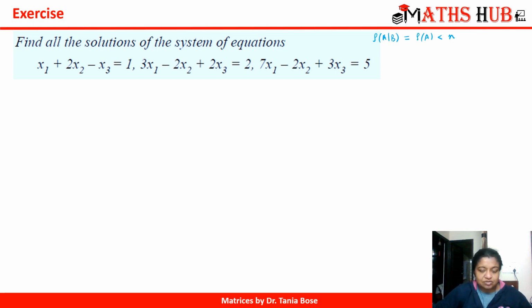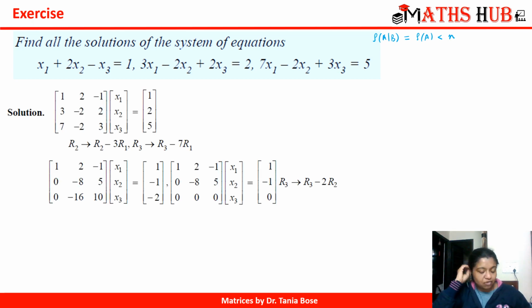Let us first convert this into the form of a matrix. The converted matrix is [1, 2, -1; 3, -2, 2; 7, -2, 3] times [x1, x2, x3] equal to [1, 2, 5]. One method is to write the matrix in the form of A augmented B. The second form is to write it in the same form and operate the elementary transformations, and whatever you apply on the left, you apply the same transformation on the right hand side also. You can do it by both methods.